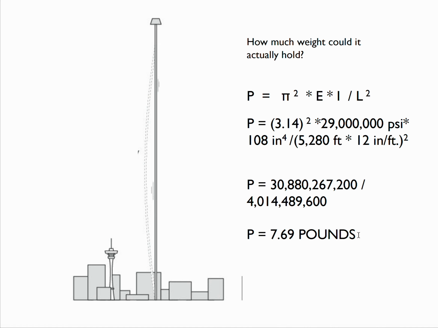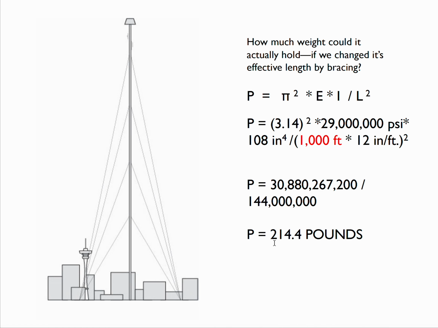7.69 pounds, okay? Because again, we're looking at a mile-high column that we square. So that's not much weight. In fact, it doesn't even hold up its own weight for even probably more than a foot of it. So how much weight could it hold if we changed its effective length?